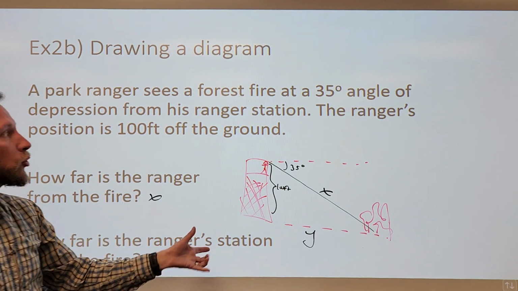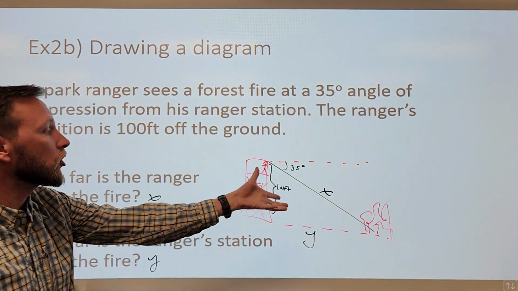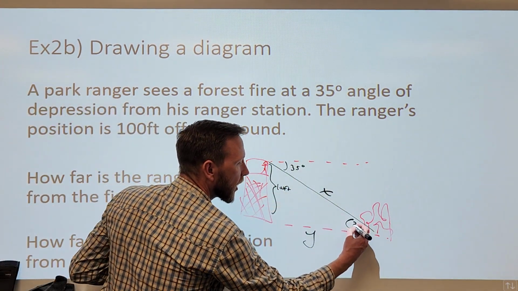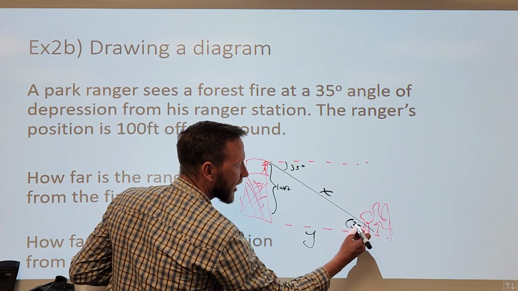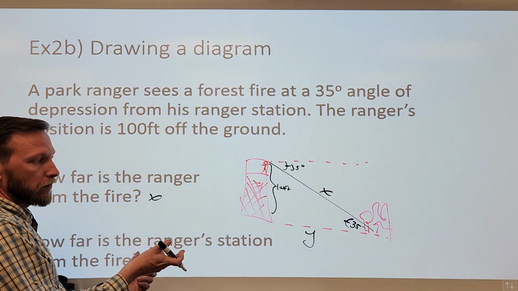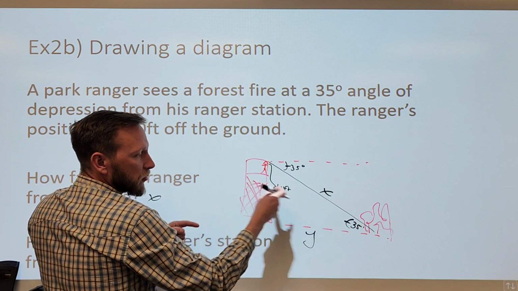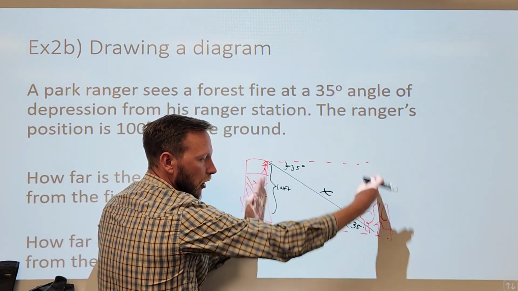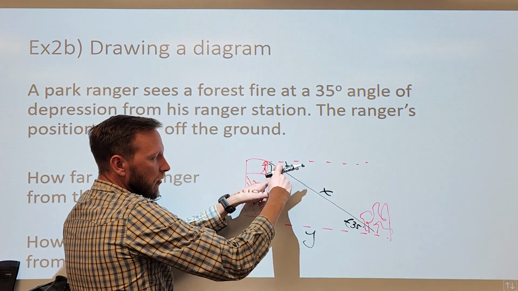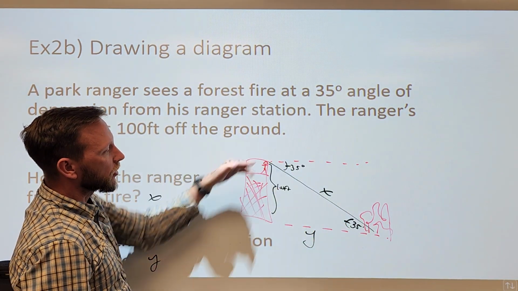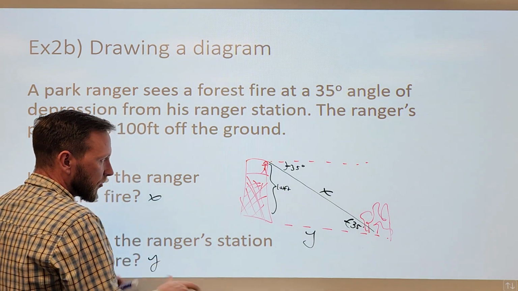And so we need to be able to draw the diagram so that we can do the right thing. This is going to be a situation where we know that this angle is going to be congruent to that angle. So it's also 35 degrees. Or we can make this into a rectangle where this opposite side is also 100 feet. But the question is, from here to there, if they're looking at an angle of depression of 35, here's what is important.